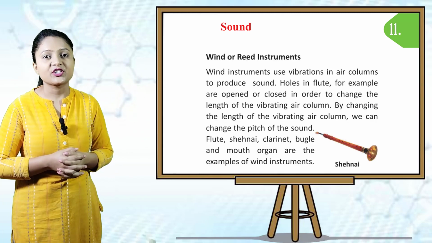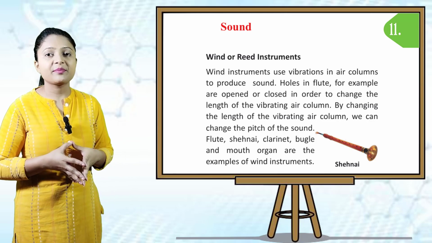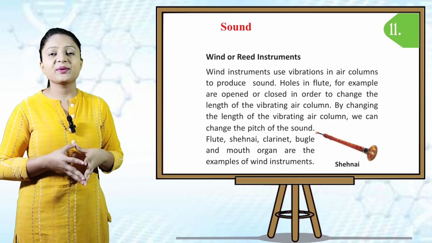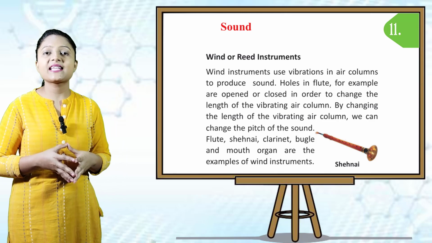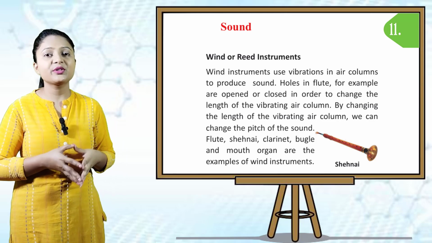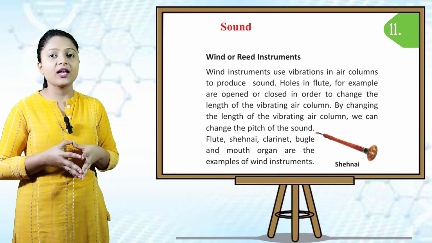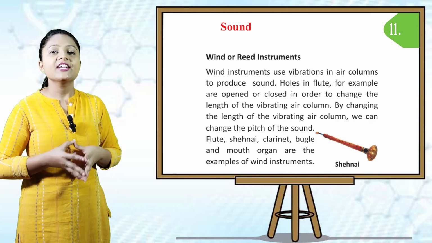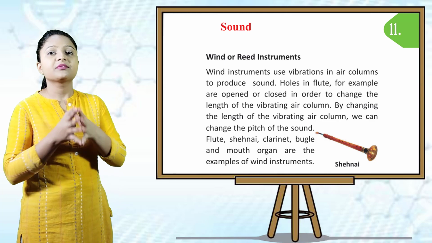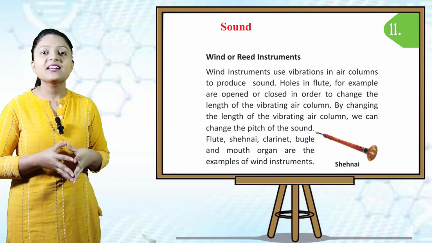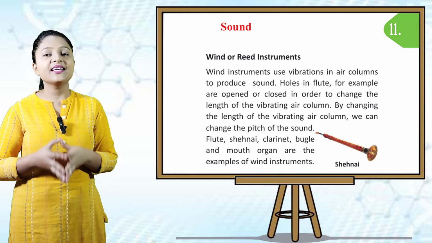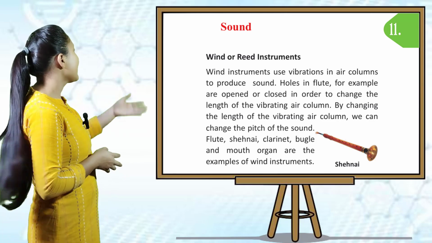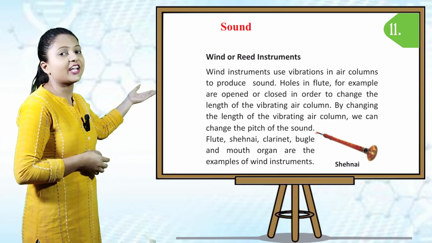Wind or reed instruments. Wind instruments use vibrations in air columns to produce sound. Holes in flute, for example, are opened or closed in order to change the length of the vibrating air column. By changing the length of the vibrating air column, we can change the pitch of the sound. Flute, shehnai, clarinet, bugle and mouth organ are the examples of wind instruments. Here in this picture, you can see shehnai.